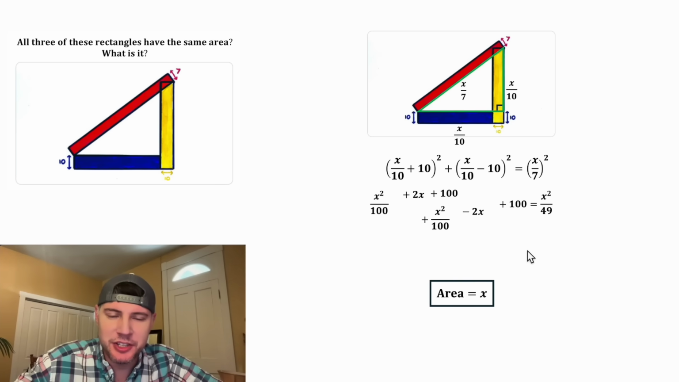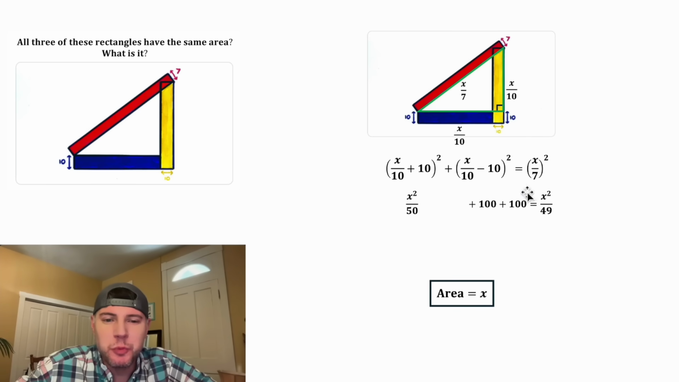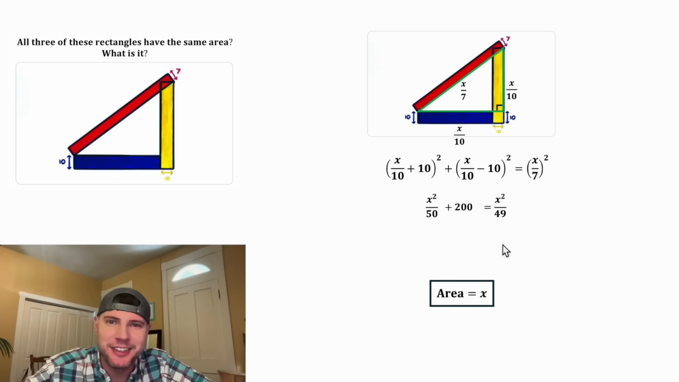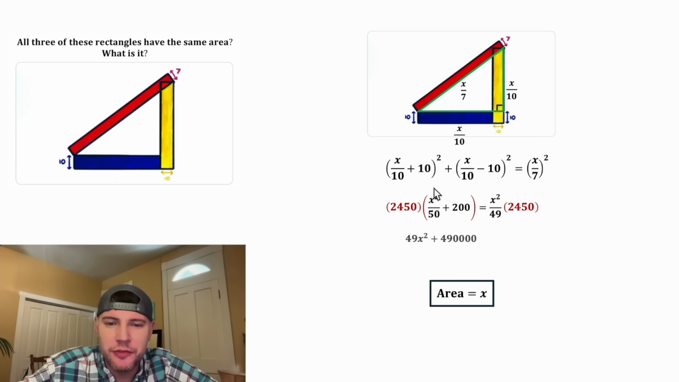And now we can rearrange things a little bit to combine like terms. This x squared over 100 plus x squared over 100 will become 2x squared over 100. And 2x squared over 100 is the same thing as 1x squared over 50. And now the 2x and the negative 2x, these can cancel each other out. And this 100 plus 100 is equal to 200. For the next step, let's get rid of these denominators. We can multiply both sides of the equation by the least common multiple of 50 and 49, and that's equal to 2,450.